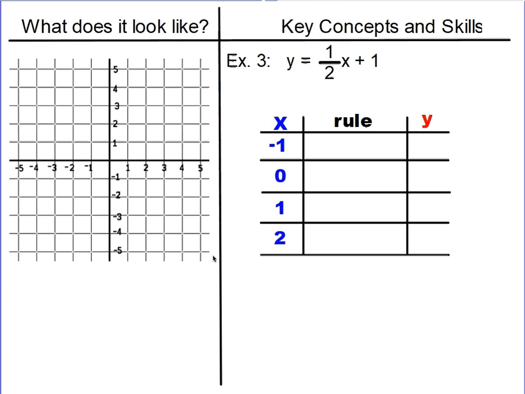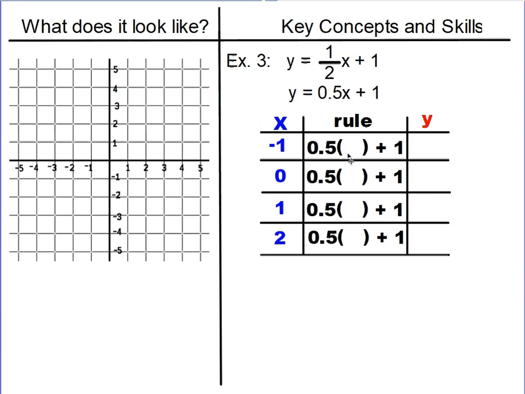So on the last example, right away, you're already saying, hey, I'm defeated. Well, no, you're not. Stick in there. It's only a fraction, and you can change it to a decimal. So if you need to change it to a decimal, you certainly can, as long as you have the same value. So it's going to be y equals 0.5 times x plus 1 is going to be your function, and your rule is going to be 0.5 times a value plus 1.